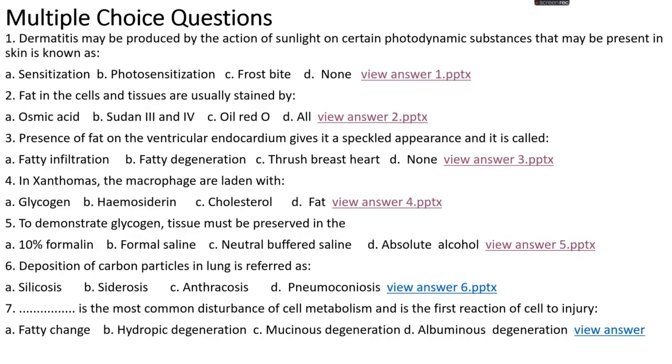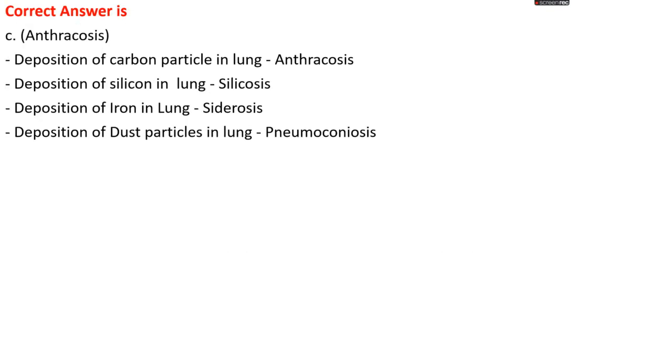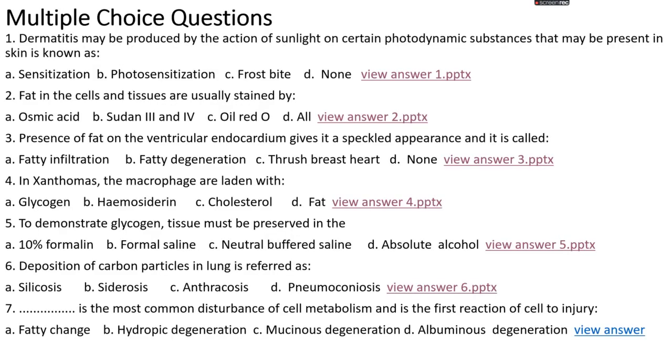Question number six. Deposition of carbon particles in lungs is referred to as: option A, silicosis; option B, siderosis; option C, anthracosis; option D, pneumoconiosis. The right answer is option C, that is anthracosis. Deposition of carbon particles in lungs is known as anthracosis. Deposition of silicon in lungs is known as silicosis. Deposition of iron in lungs is known as siderosis, and deposition of dust particles in lungs is known as pneumoconiosis.